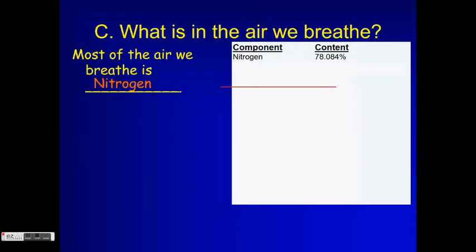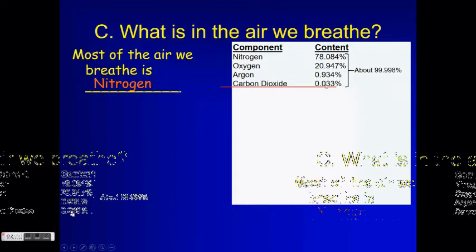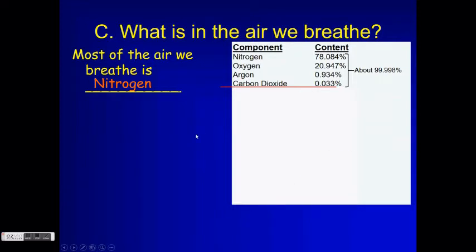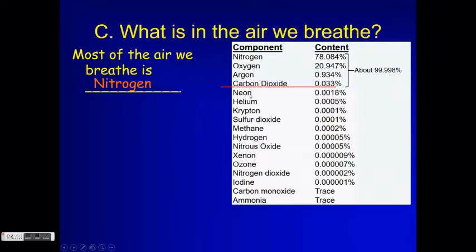The next most common gas is oxygen. Almost 21% of the air that we breathe is oxygen, followed by argon and then carbon dioxide. These four together account for about 99.998% of the air that we breathe in. Carbon dioxide is a very tiny percentage. The other gases that are there are a whole bunch of other gases, and I suppose it depends on the environment that you're in as well. If you're closer to a factory or a car exhaust or something, some of these other gases would increase or decrease as a result.